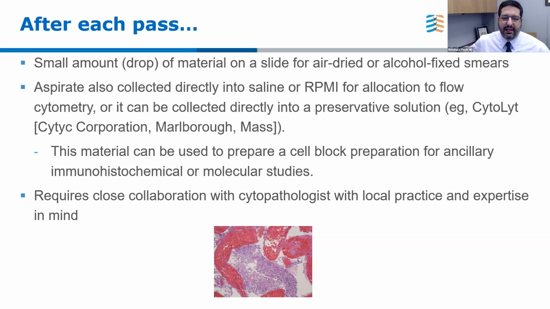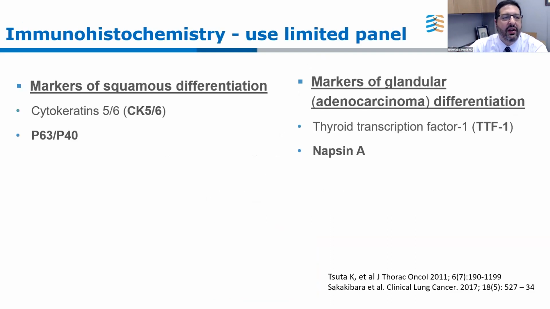So really, and that's a picture of a cell block at the bottom, really what you want is a close collaboration with your cytopathologist, and you want to meet with them, have a cup of coffee, figure out exactly what their workflow is and how you can feed into it and work together. You can't do this without that. That's probably one of the take homes here. And along those lines, you don't want to waste a lot of material for immunostains.